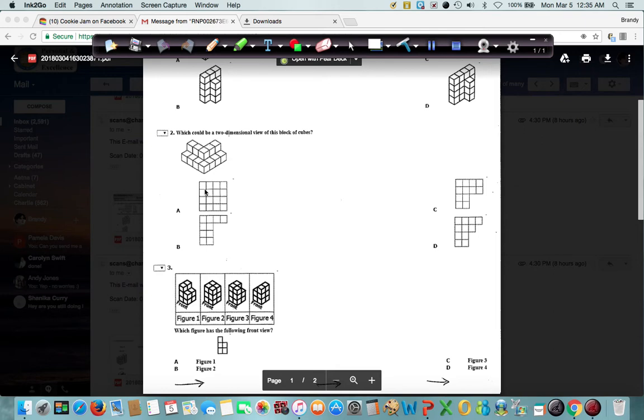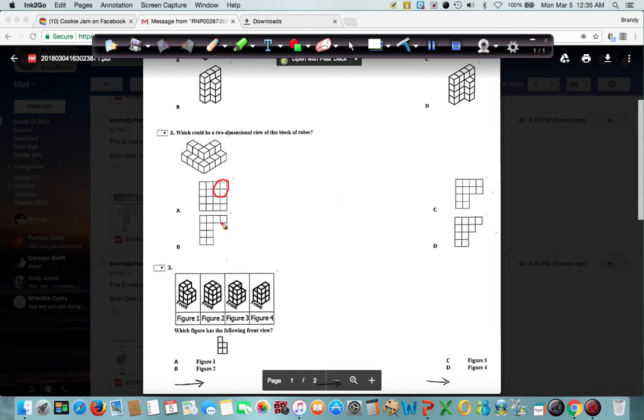So let's see. Well, I know it's not going to be A, right? Because A, from any direction, is going to have some sort of full 4 by 4. And here, if I had pieces back here, that would work. But I don't have anything in the back. So like this whole section is missing. So see this piece right here? That would be missing. So I'm not going to do that one.